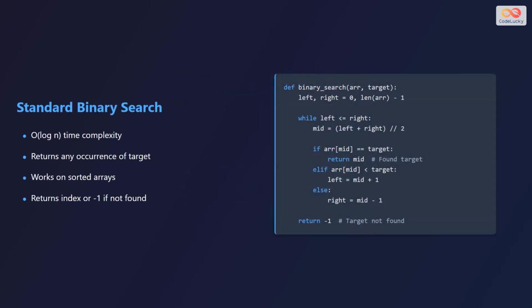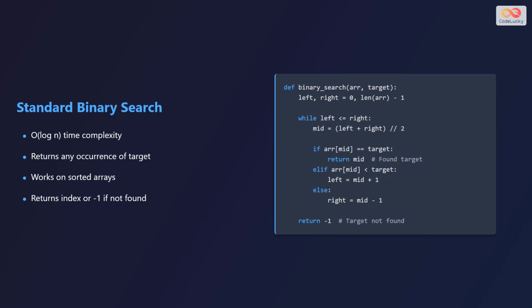Let's begin with the standard binary search algorithm. It operates with a time complexity of O(log n), which means it's very efficient for large datasets. This algorithm can return any occurrence of the target value if it exists multiple times in the array. The key requirement is that the array must be sorted for binary search to work correctly. If the target is found, the index of its occurrence is returned. If the target is not in the array, the function returns -1.